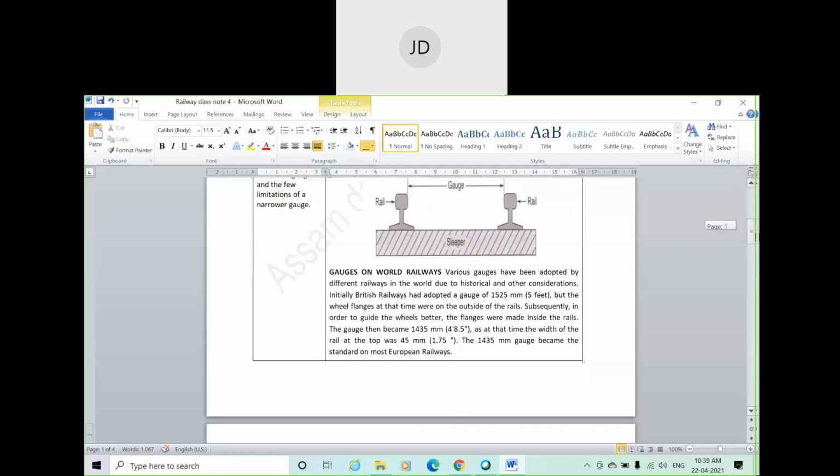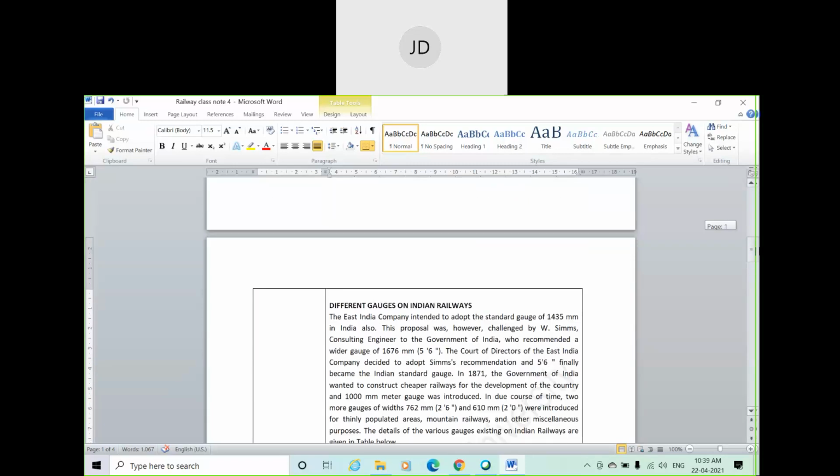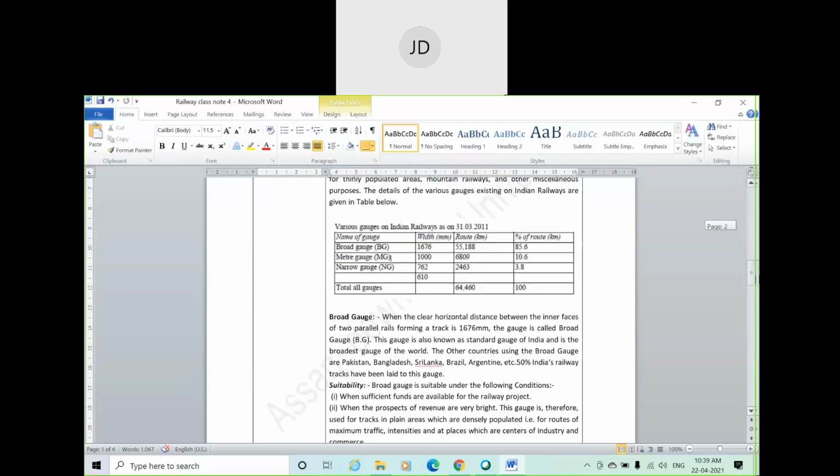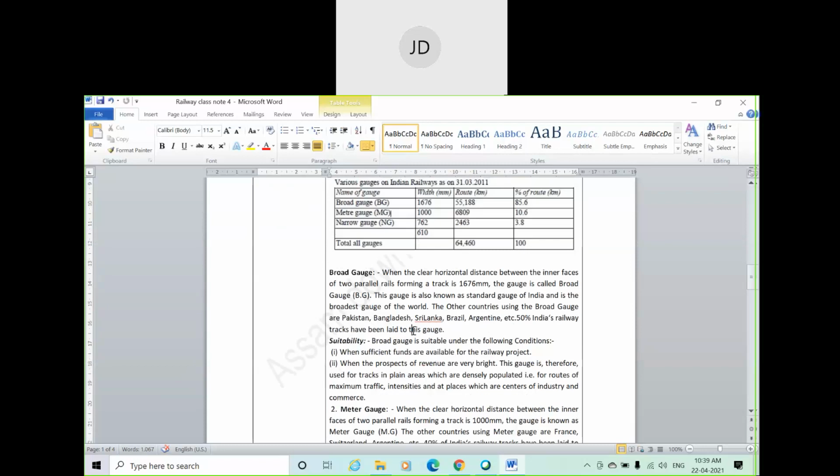So when you are going to adopt broad gauge, you have to ensure whether there is a bright future of development or not. If the area is populated, then more people are going to use that train, and if people use the train, it will directly or indirectly increase the revenue of the government.